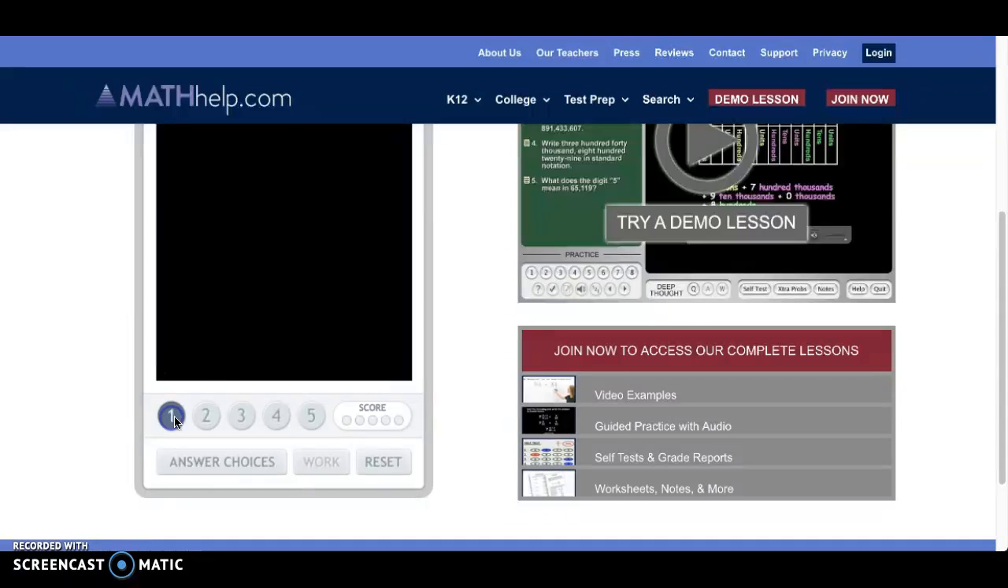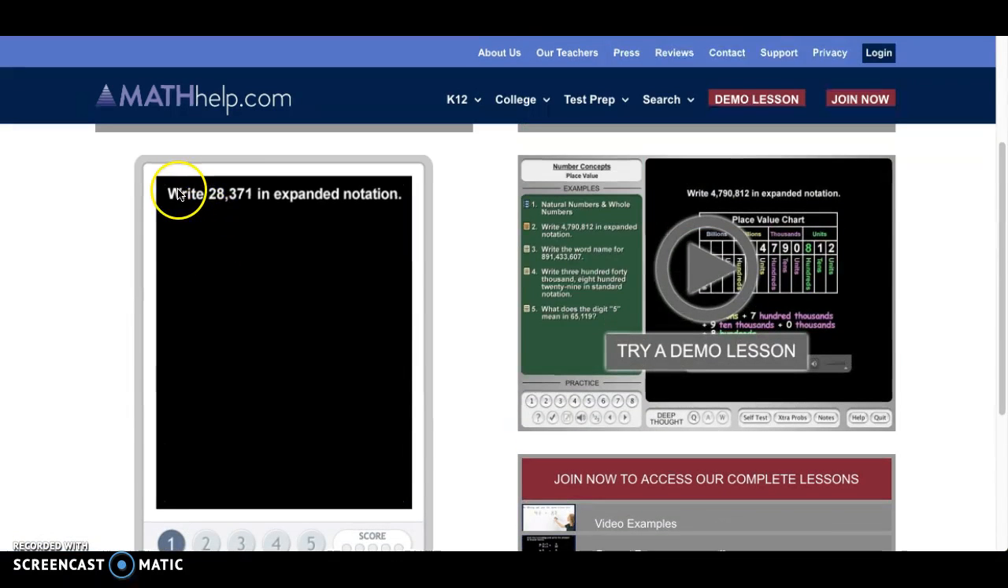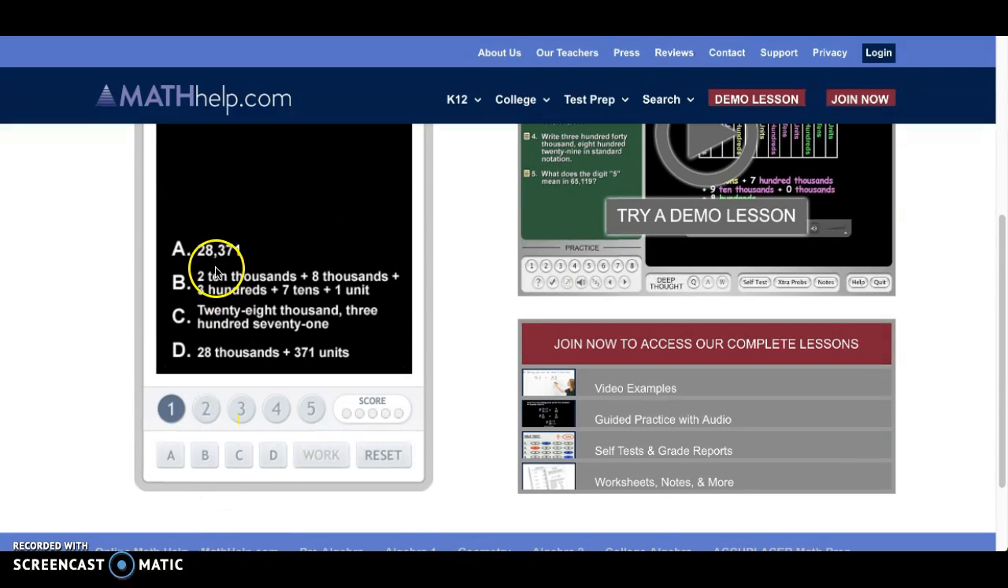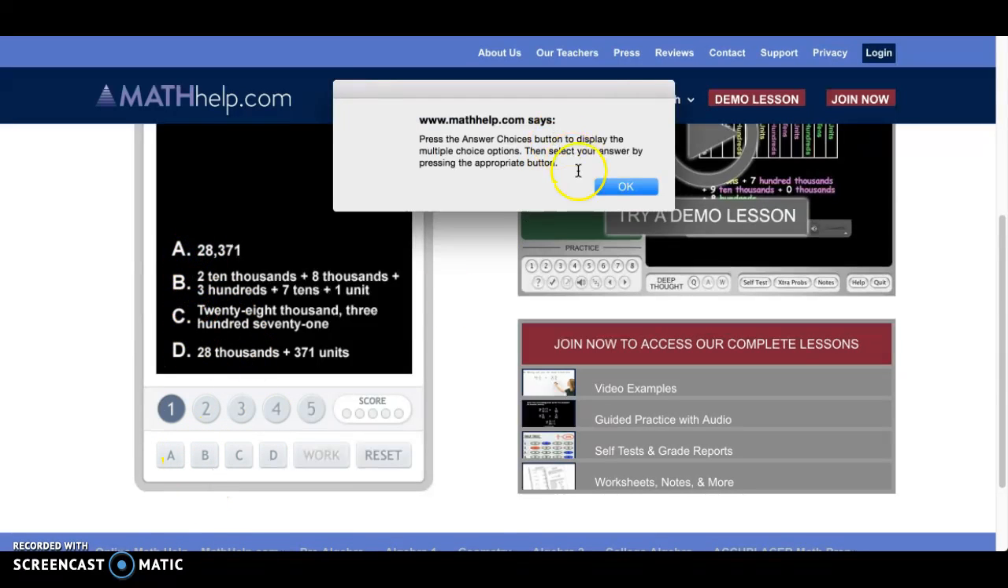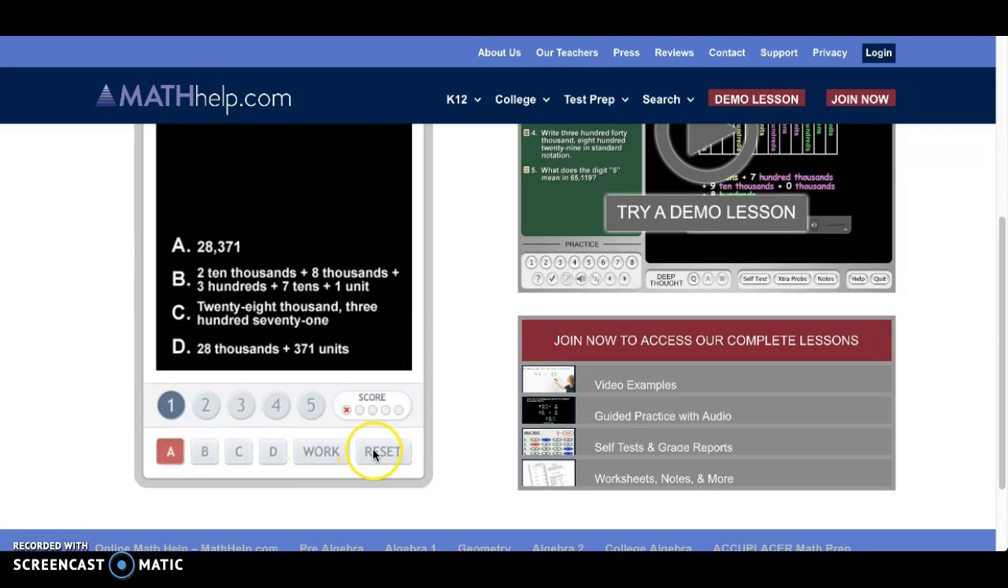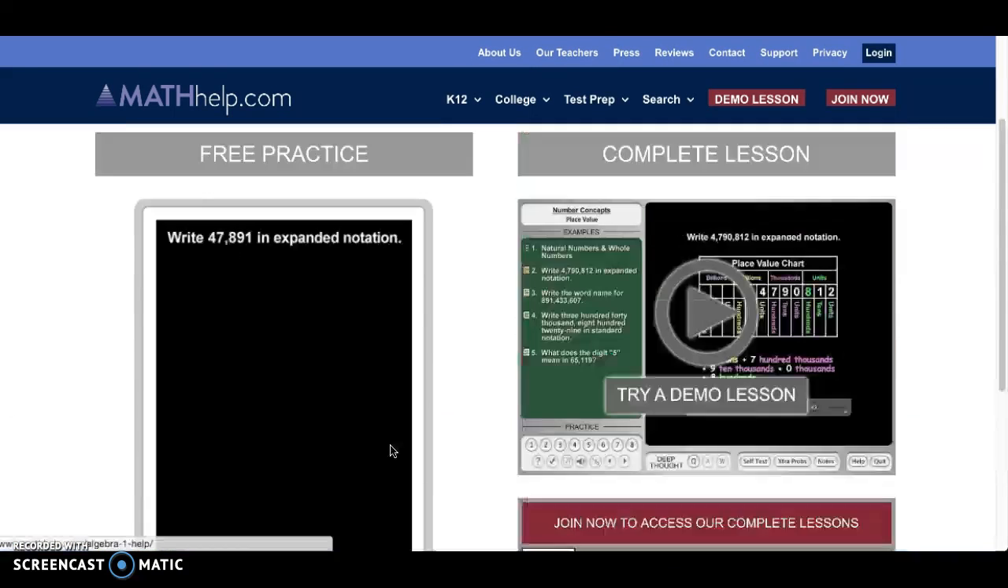Now when you click here and it says write 28,371 in expanded notation, you have to click here to get the answer choices. And the good news about this is it's going to give me immediate feedback. You heard that. So I got that one wrong. It'll give me immediate feedback. I can reset that and get a new problem again.